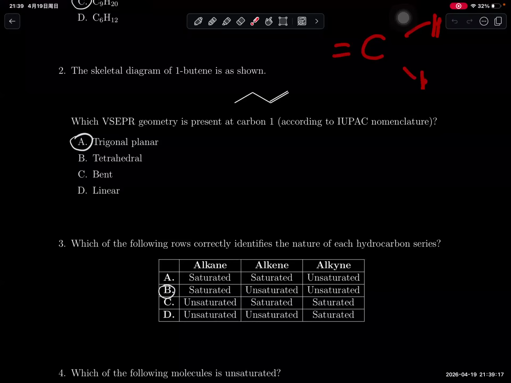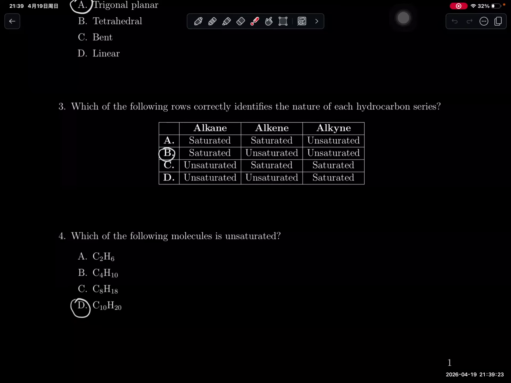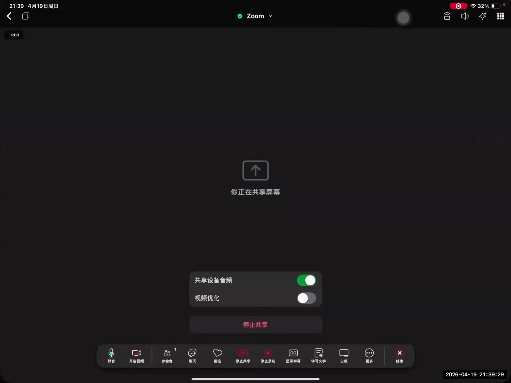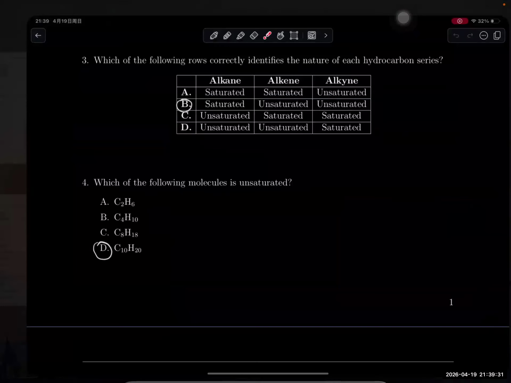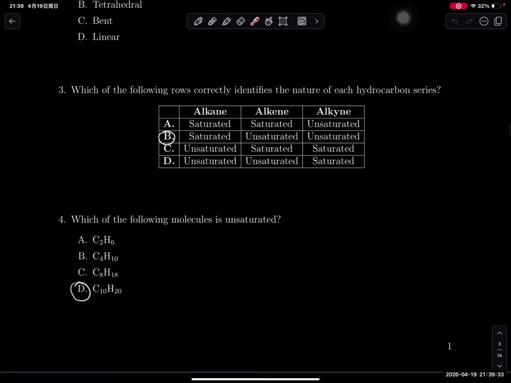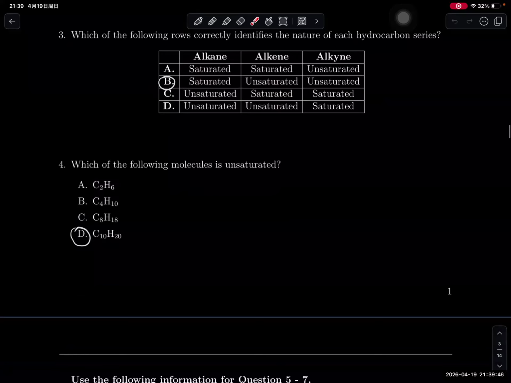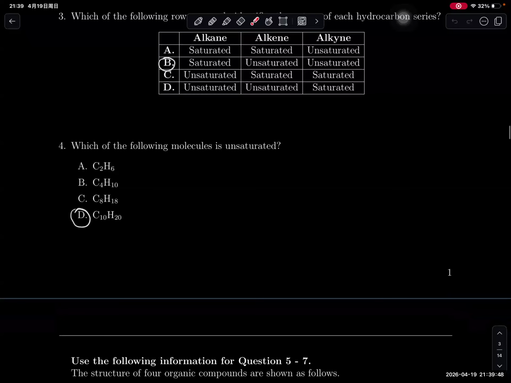Question 3, which of the following words correctly identifies the nature of each hydrocarbon series? Let me just check my recording status. Yep, it's recording. So alkanes have only single bonds, so none of the electrons are wasted. We have a saturated molecule. For alkenes, it will be an unsaturated molecule. Alkynes will also be unsaturated. So it's B.